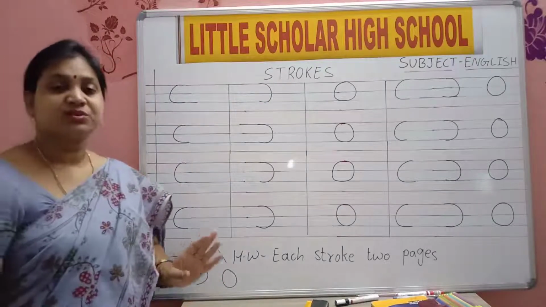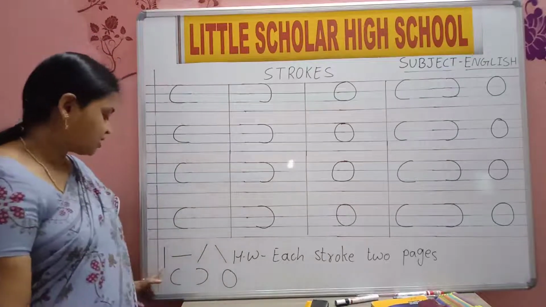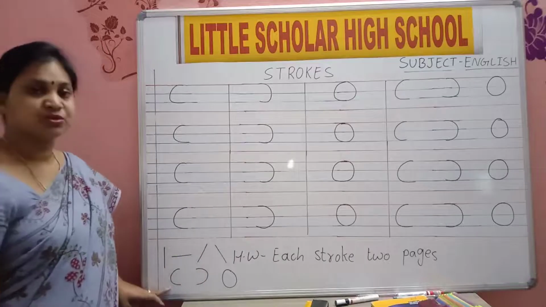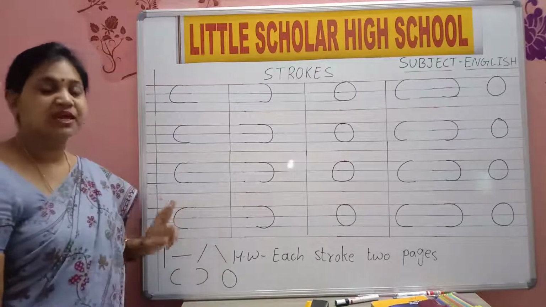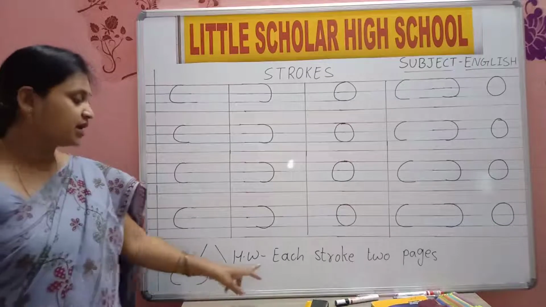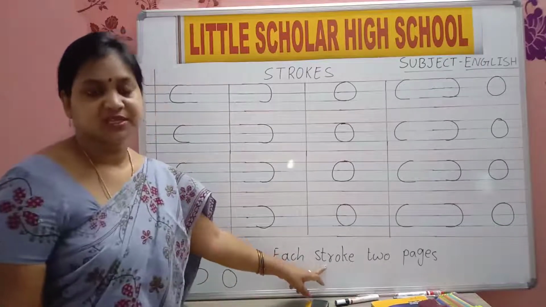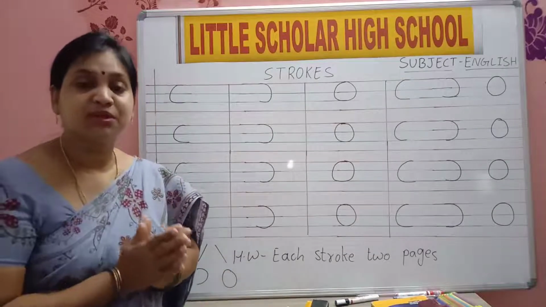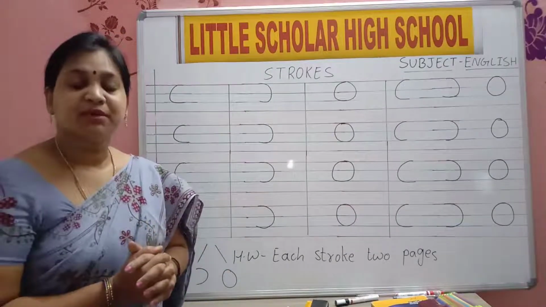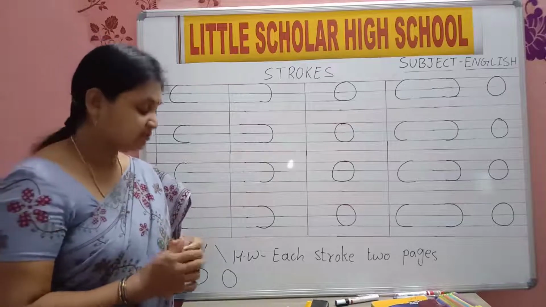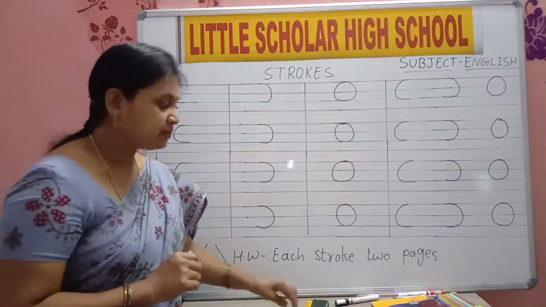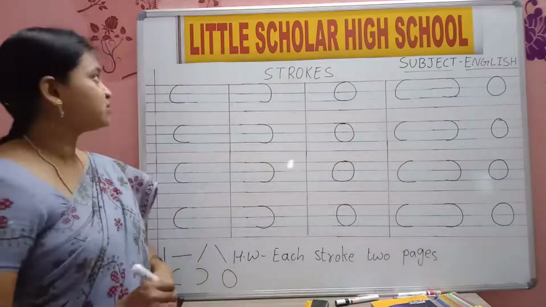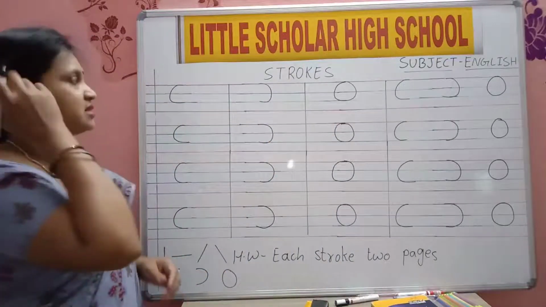So whichever stroke you finish, if you finish standing, sleeping, slanting, you go for curve lines. Okay, 2 pages. All the strokes you will write 2 pages. Each stroke 2 pages is your homework, and you should be able to recognize whichever line I will draw on the board now. You will be able to answer it.